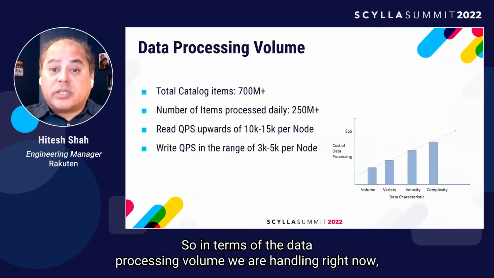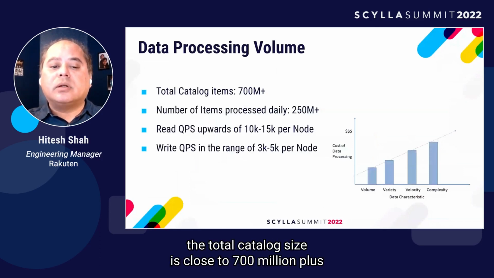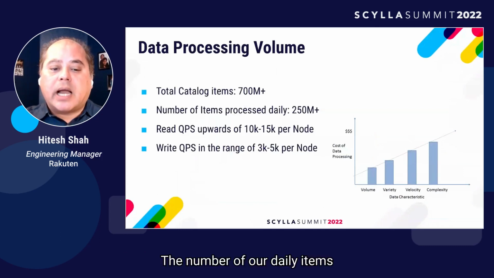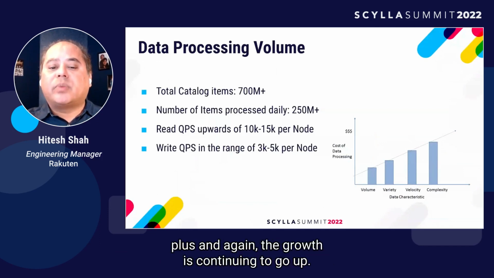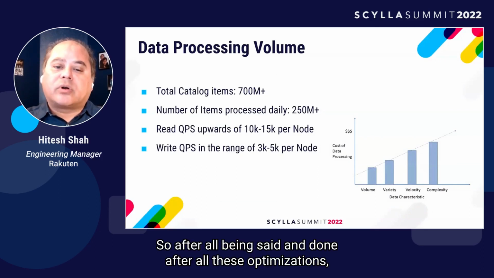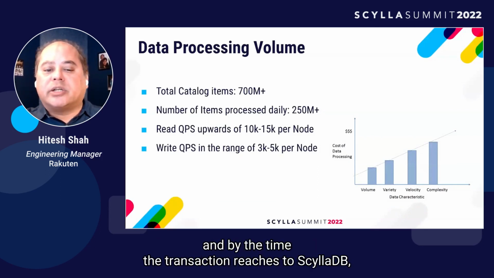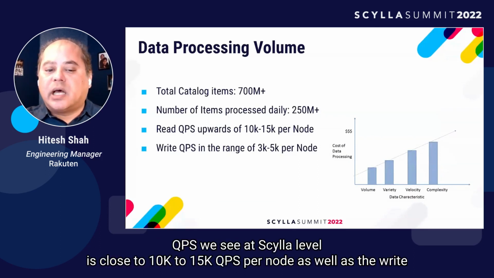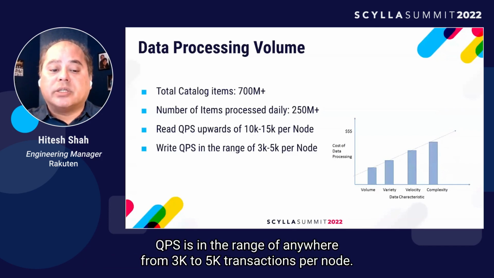So in terms of the data processing volume we are handling right now, the total catalog size is close to 700 million plus, and pretty soon approaching 1 billion plus items or listings in the catalog. The number of daily items we are processing is close to 250 million plus, and given the growth, it continues to go up. So all being said and done, after all these optimizations, and by the time the transaction reaches ScyllaDB, the read QPS we see at Scylla level is close to 10K to 15K QPS per node, as well as the write QPS is in the range of anywhere from 3K to 5K transactions per node.